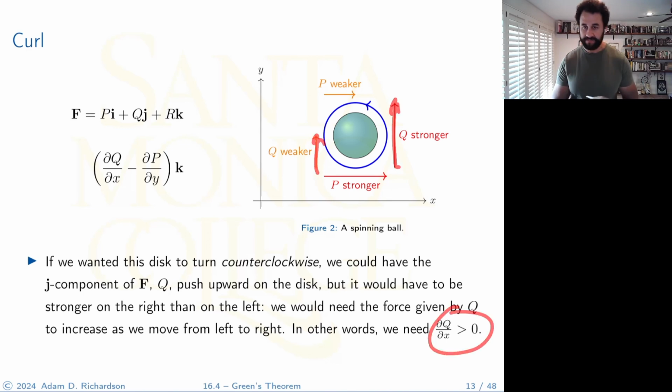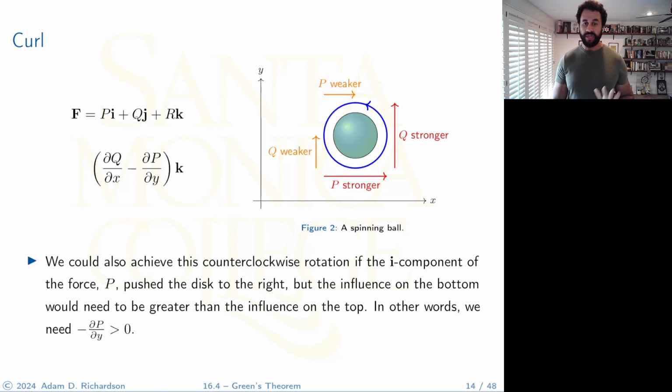That's what this means. So if the change of q with respect to x is increasing, we'll get this counterclockwise rotation. Right, but that's not the only thing we can do. We could also achieve this counterclockwise rotation if the i component of the force, P, pushed the disk to the right. And it's the same idea here, right? If we push on the bottom stronger than we push on the top, it'll make the disk spin counterclockwise.